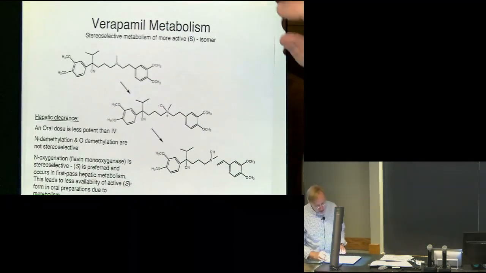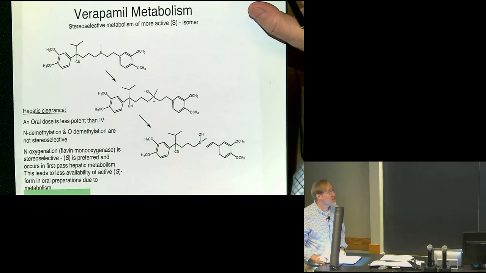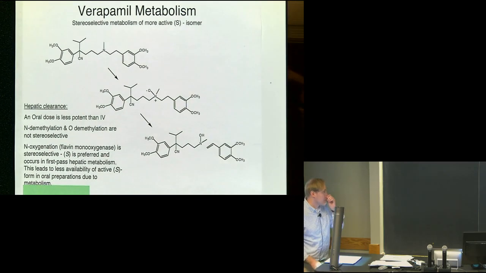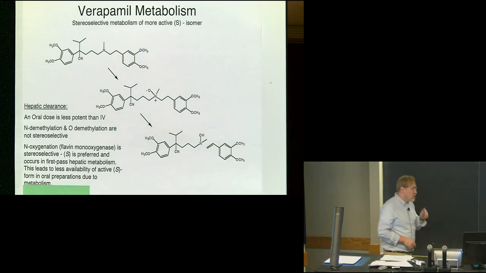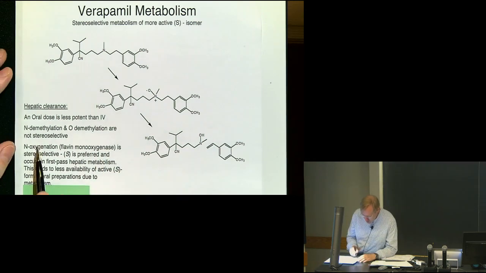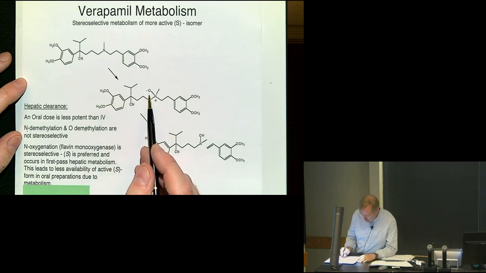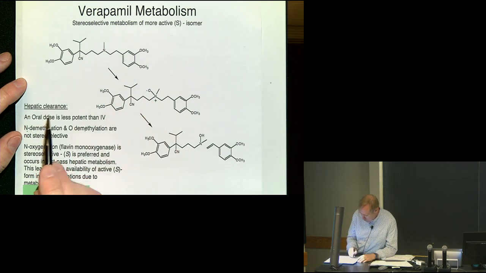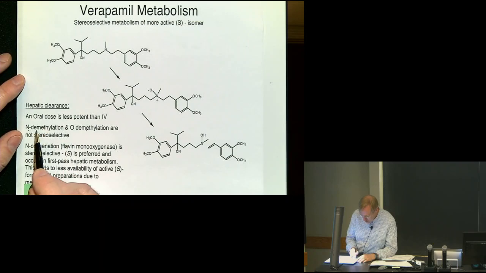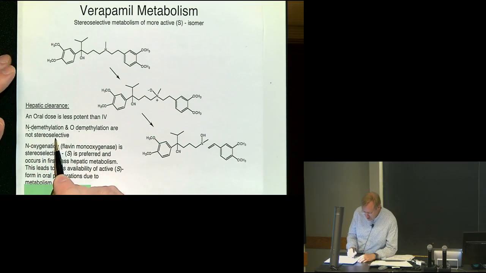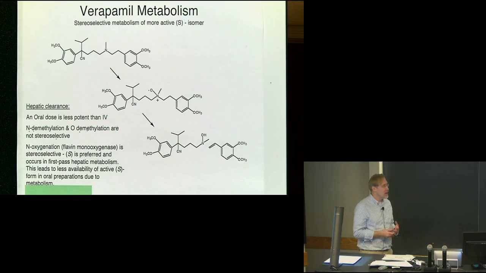Now, what's kind of interesting about this, if we look at the metabolism, that stereoselectivity plays into metabolism. And also, we found that how it's dosed plays into metabolism. An oral dose is less potent than IV dose. The N-methylation and N-demethylation, sort of pulling off that, and O-demethylation, where you take off one of these. But the N-demethylation and O-demethylation are not stereoselective. So it's marketed as racemic mixture. Both of these enantiomers get metabolized the same through those routes.